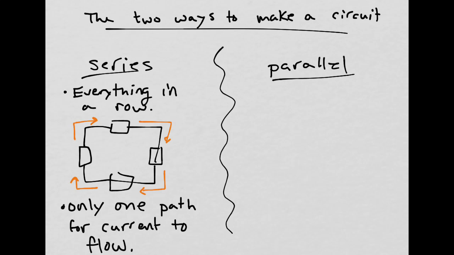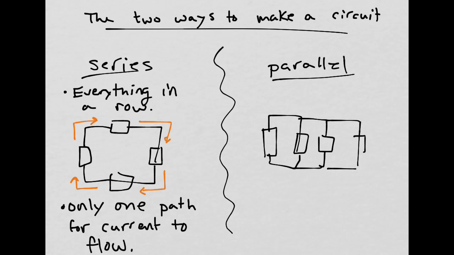In parallel, it's a little bit different. You line up things, let's say like this. It's kind of like they're parallel, but then you can attach more stuff onto here. So there are multiple paths. Maybe I'll do one more. So current could flow down this way and then back to the battery, or it can continue on, so it can go all these different directions. So there's more than one path.